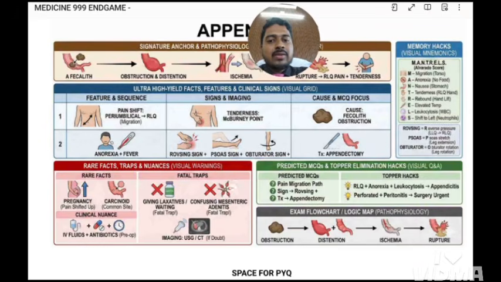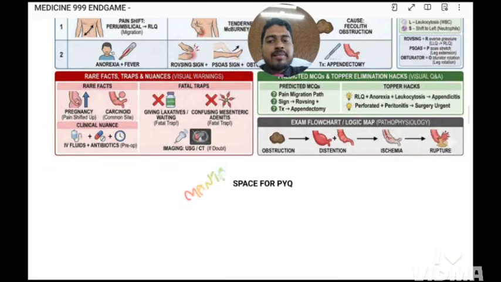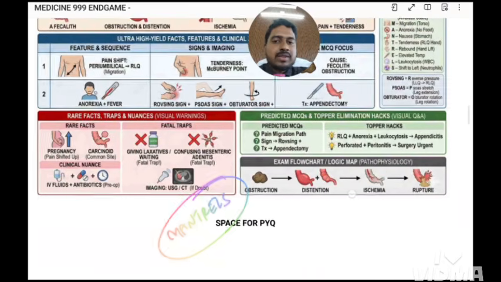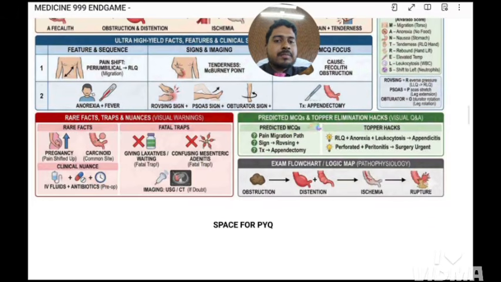So to differentiate, we use some score for appendicitis, that is Alvarado scoring. Remember this much. Next, imaging: you can use USG and you can also use CT. Initial investigation will be USG. If the appendix is not visible on USG, then we go for CT.